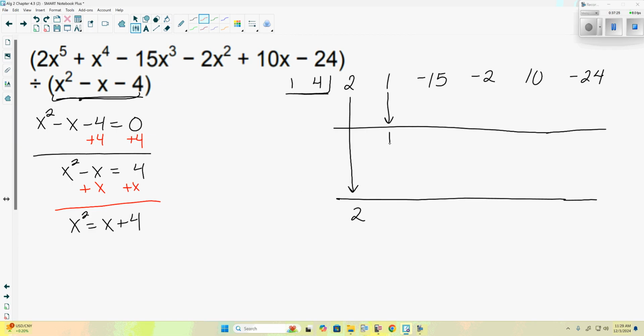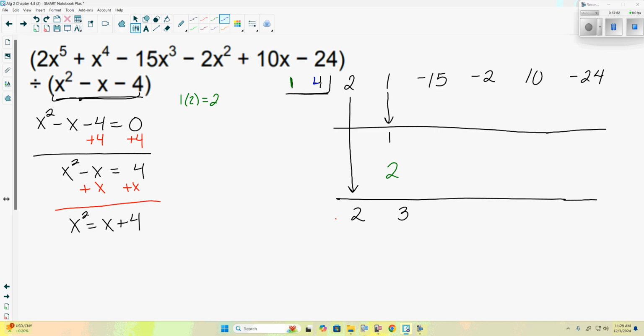Now we're still going to multiply everything by the first number under the line. So our first number that we have is 1. So 1 times 2 is 2. So we have 2 here. And we'll add those together and get 3.